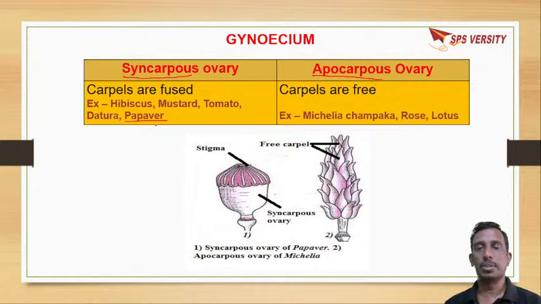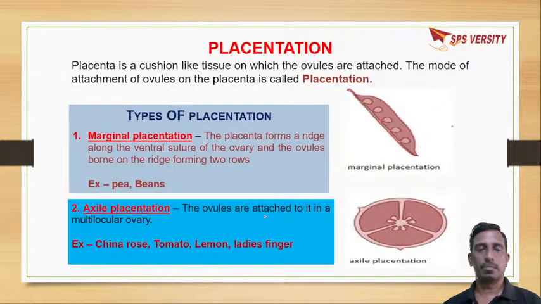Free corpels, Michaelia, Champaka, rose, lotus, इसमें apocorpus condition रहता. आप देख सकते हैं diagram में, these all are corpels which are free. And these are papaver where the corpels are fused. Syncorpus, apocorpus condition. और एक कॉर्पल्स में ओवरी के अंदर क्या रहता है कि ओव्यूल्स. सो ओवरी के अंदर क्या है, ओव्यूल्स.